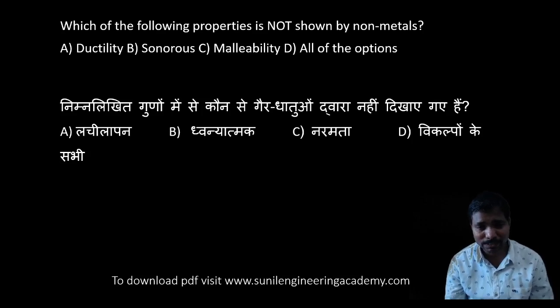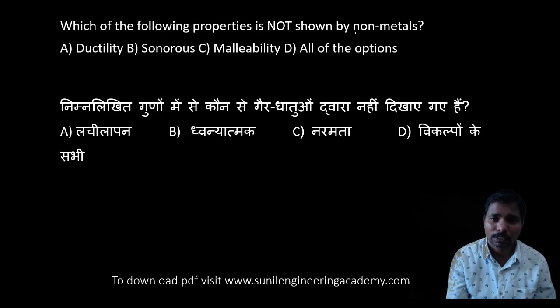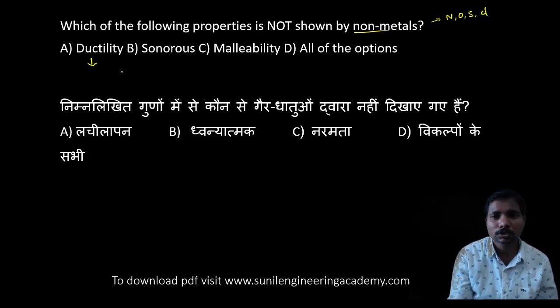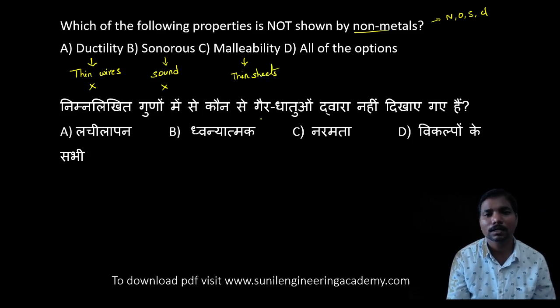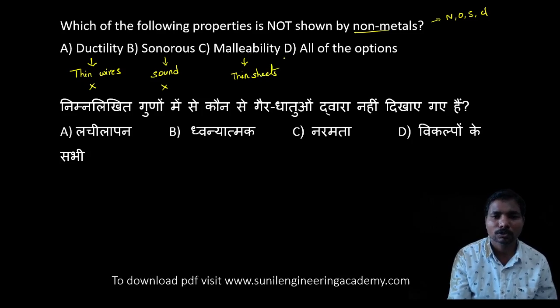Which of the following properties is not shown by non-metals? Non-metals, let us take nitrogen, oxygen, sulfur, chlorine. Can we make thin wires by using the non-metals? We cannot make. Sonorous, can we make the sound from those non-metals? No. Can we make thin sheets? No. So they may not show all these properties. So the answer is option D.